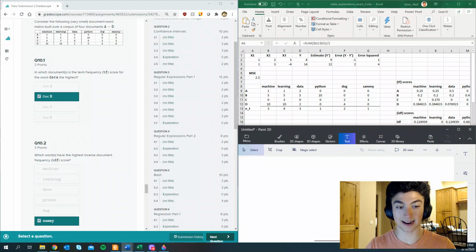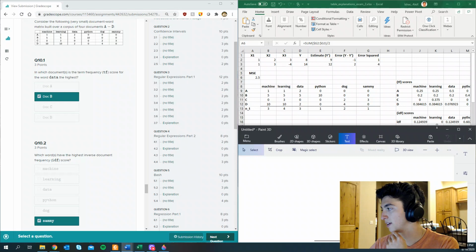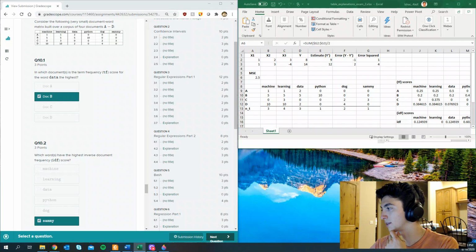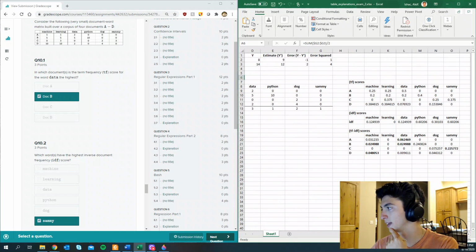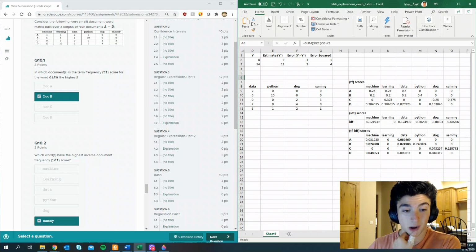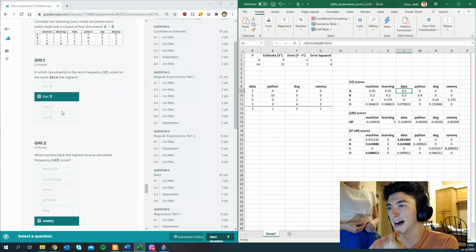10.1, the answer is document A, not document B. It is document A. We can take a look over here. We're looking for term frequency, and if I just minimize this, I don't think I'll need it much anymore. We can always bring it back. Here's our original table. If we look at TF scores, we find that for data, the highest TF score is, in fact, with document A, which is actually 0.5. So it's not document B.